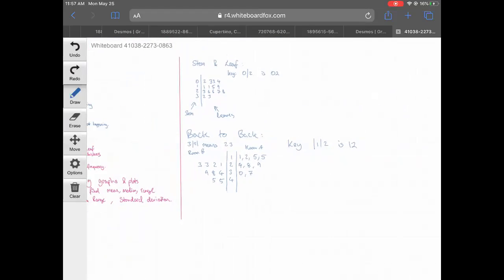This is back-to-back stem and leaf. The key is super important, and we use these to find medians, ranges, the mode. What about the mean? The mean, you're still going to have to add up all the numbers and divide by the number of numbers. So it's not necessarily any quicker for finding the mean, but it is quick for finding the range. It's super good for the range. It's good for the mode, and I think it's also quite good for the median as well. So the median is the middle number, the one in the middle.